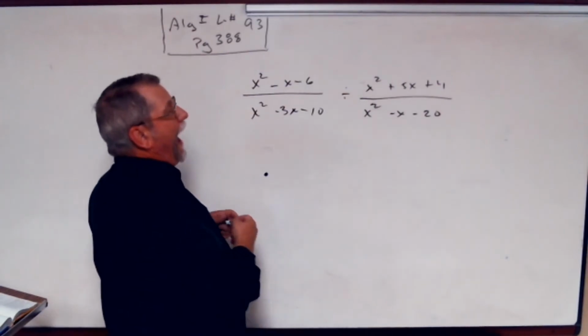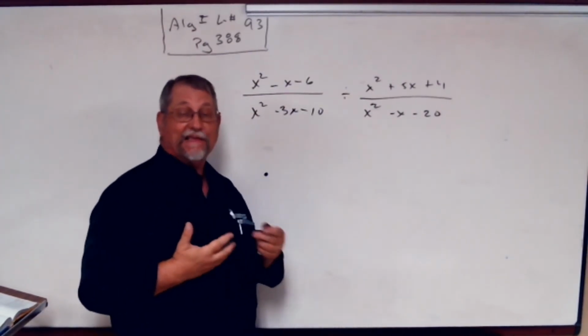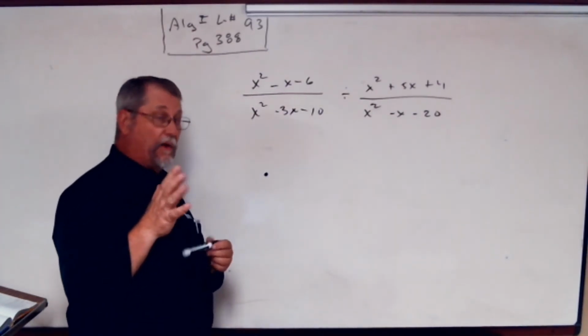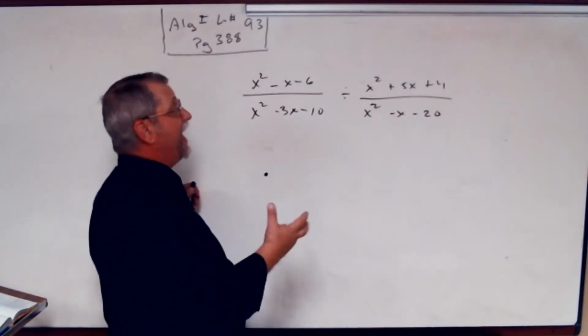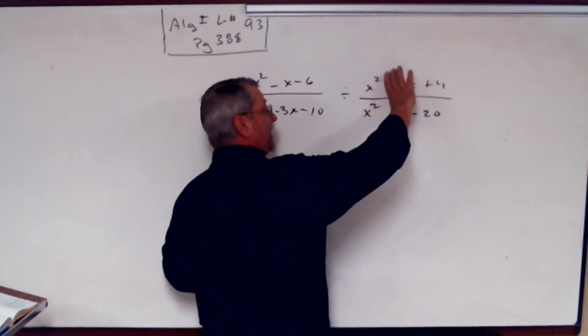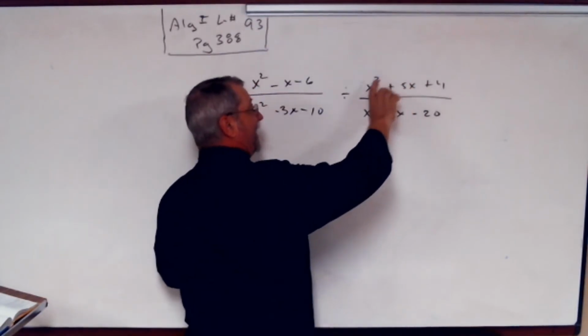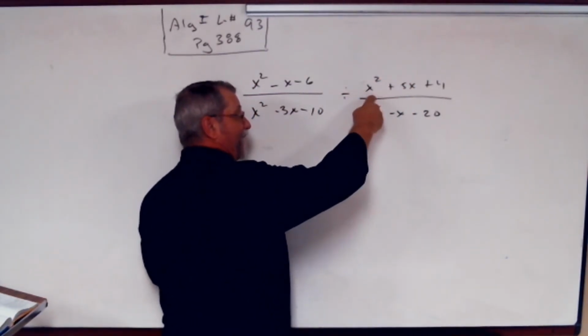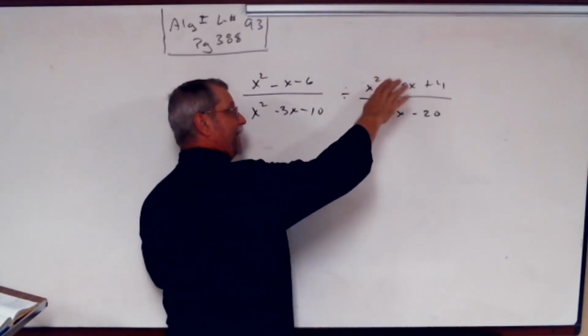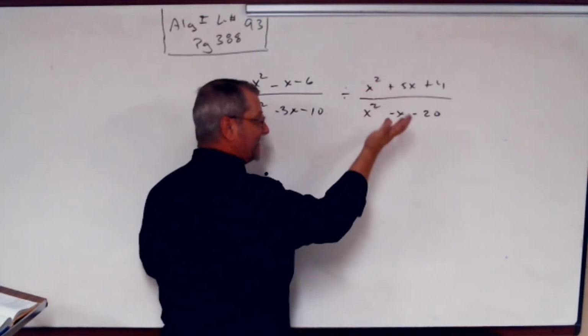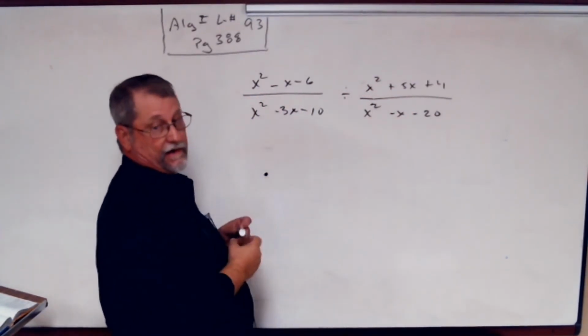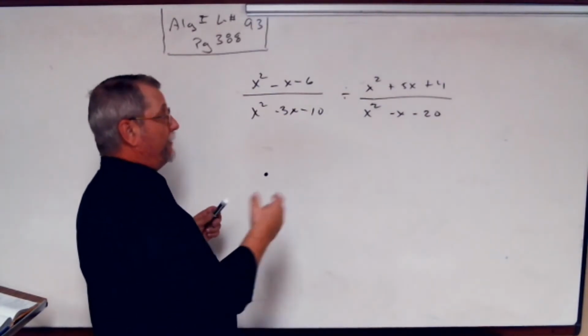So as we factor this, okay, as we factor this, this part here is going to be inverted. Y'all get that? I'm dividing by a fraction, so I invert and multiply. I'm going to invert this. So as I factor it, I'm going to write it upside down.